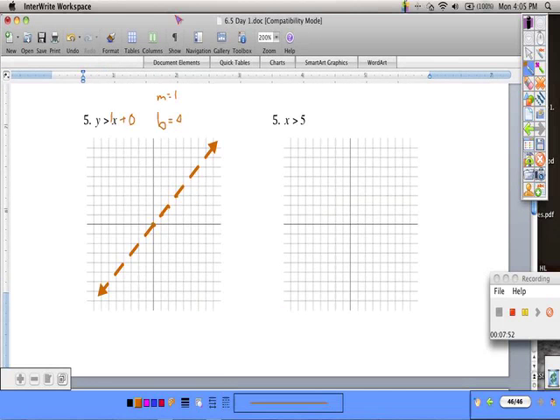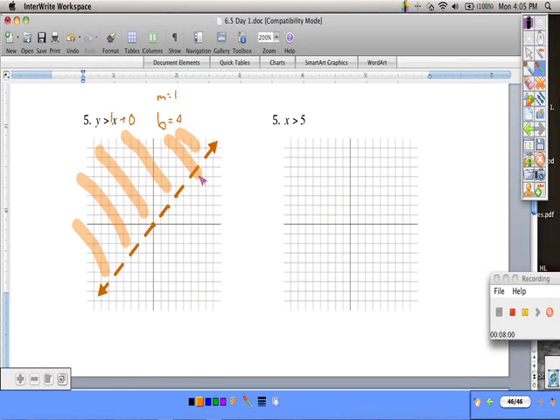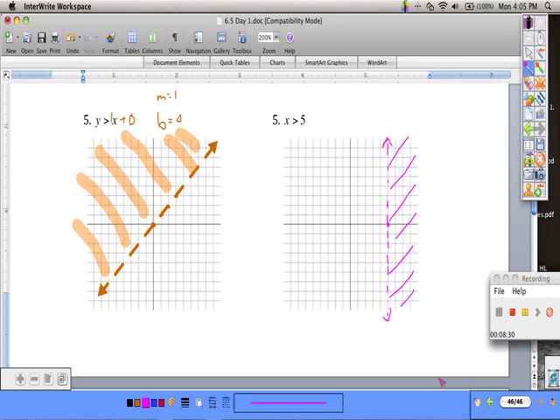And y is greater than this, so we're shading above this line. Plugging in 0, 0 to test a point would not work in that case because 0, 0 is on the line. X is greater than 5. This is going to have a vertical boundary line. X equals 5 is a vertical line, and x is greater than that to the right. Those are all the points with x values greater than 5.